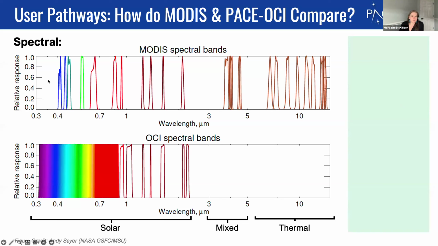Some aren't shown just to keep it simple, but the point here is that the bands from MODIS go from blue wavelengths around 0.4 microns, or 400 nanometers, all the way through the thermal infrared around 15 microns. OCI, if you want to compare the two, has continuous spectral coverage from about 340 nanometers, so in the UV, all the way to about 800 and something nanometers. Plus, we have these discrete SWIR bands that I mentioned earlier.